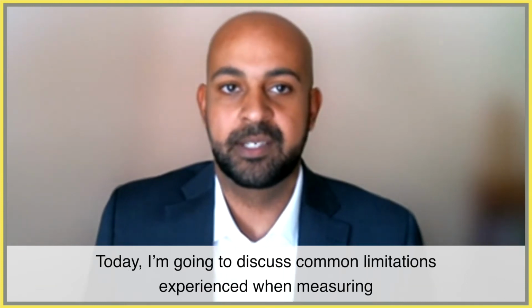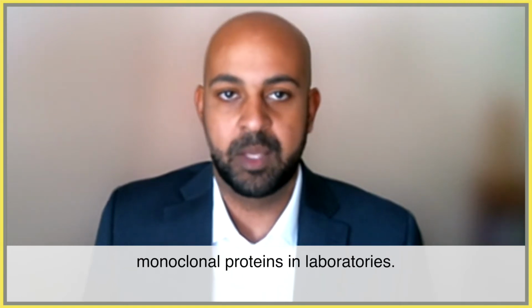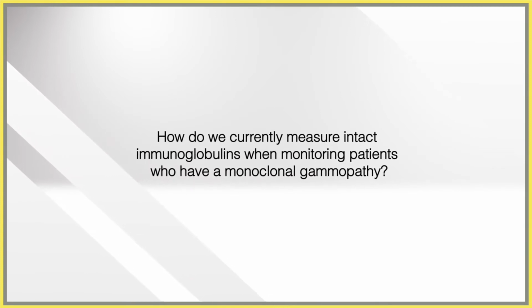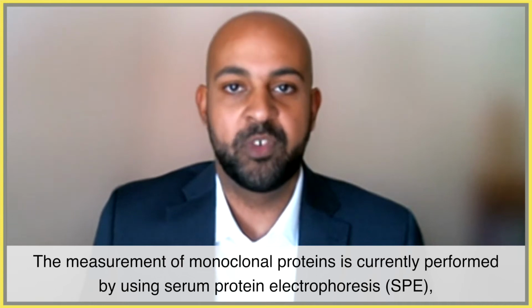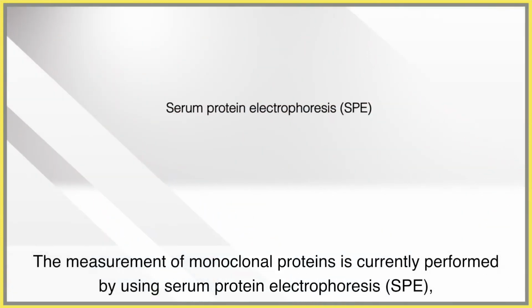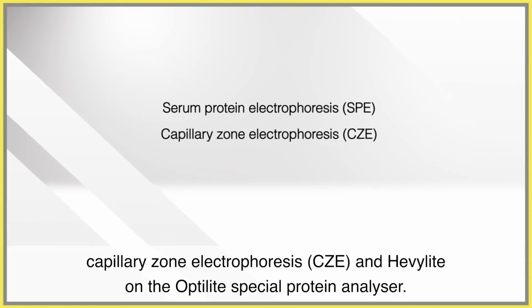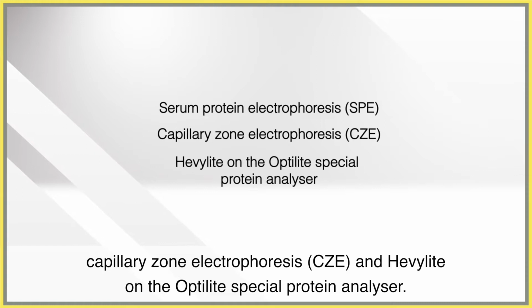Today I'm going to discuss the common limitations experienced when measuring monoclonal proteins in laboratories. The measurement of monoclonal proteins is currently performed by using serum protein electrophoresis, SPE, capillary zone electrophoresis, called CZE, and Hevylite on the Optilite special protein analyzer.